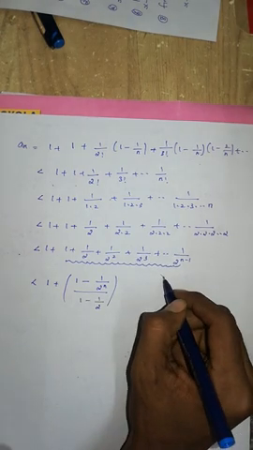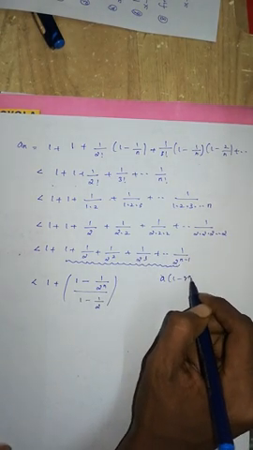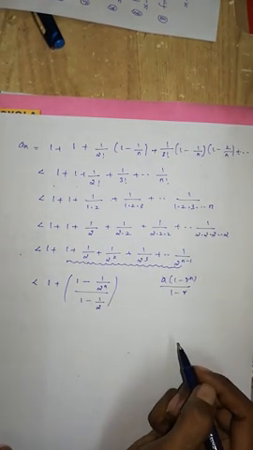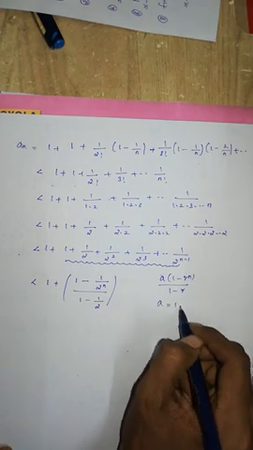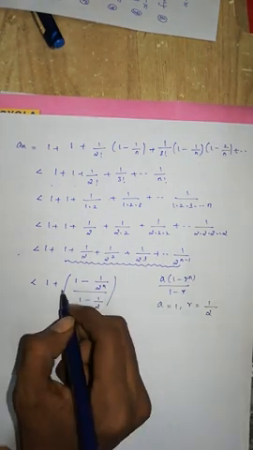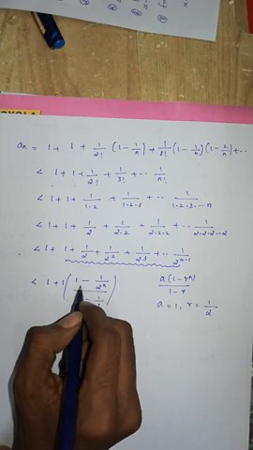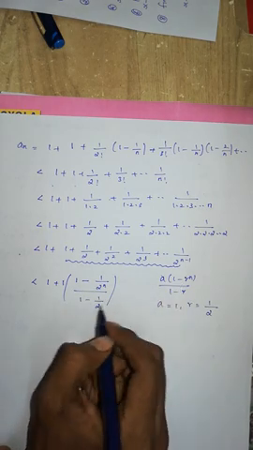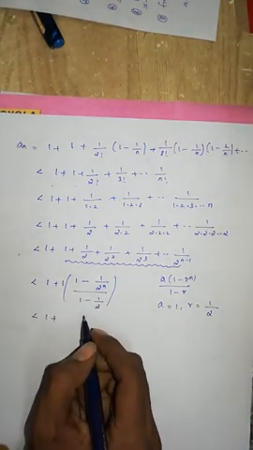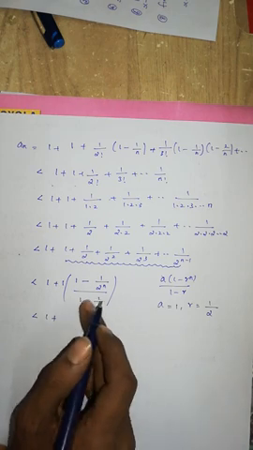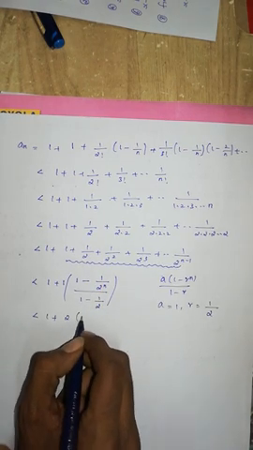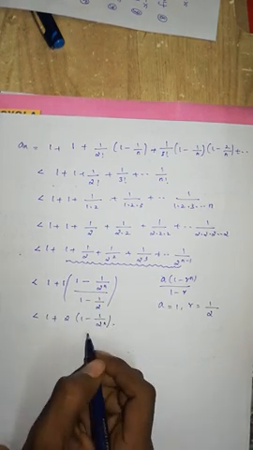The geometric series sum is a into 1 minus r power n by 1 minus r. Here a is the first term, and r is the ratio of the second term to the first term, which is 1 by 2. So I have a as 1, into 1 minus r power n, where r power n is 1 by 2 power n, by 1 minus 1 by 2. So this will be less than 1 plus, taking the 1 by 2 to the numerator, 2 by 1 minus 1 by 2 power n.